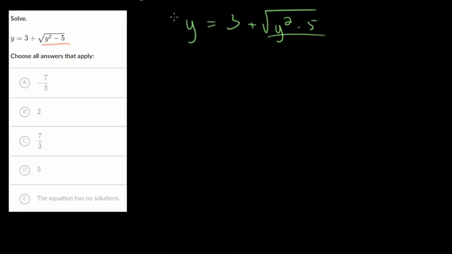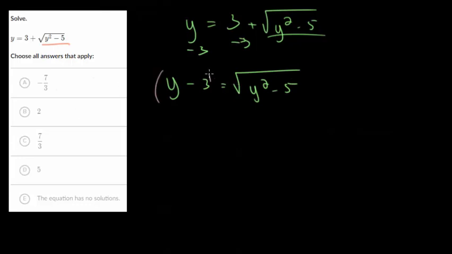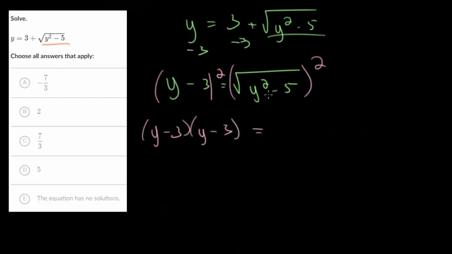So let's just move the 3 to the other side. We can subtract 3 on each side. And we get y minus 3 is the square root of y squared minus 5. And from here, we'll just need to square each side, just like before, to cancel out that square root. And after squaring both sides, on the left, we'll rewrite this as y minus 3 times y minus 3. And on the right, the square and the square root cancel, and we get y squared minus 5.